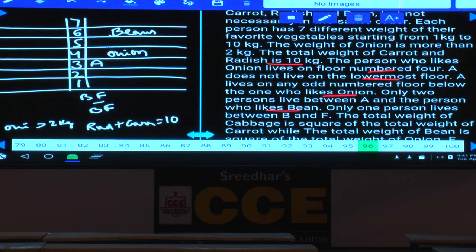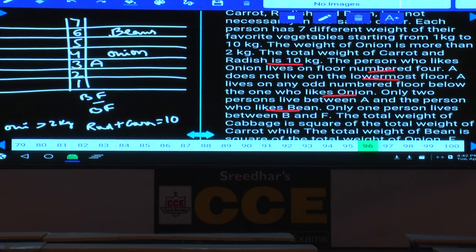And the total weight of cabbage is the square of the total weight of carrot. Hence, what are the different possibilities we can have? 1 and 1 squared, which is not possible, and 2 and 4, and 3 and 9. So 2 and 4, 3 and 9.